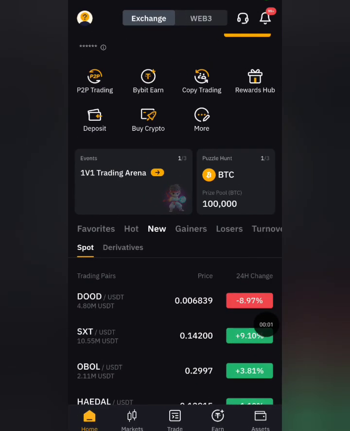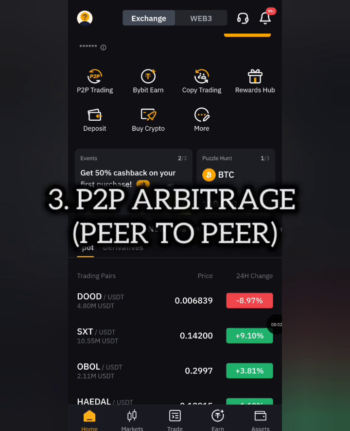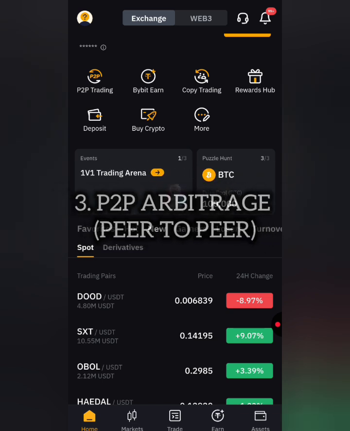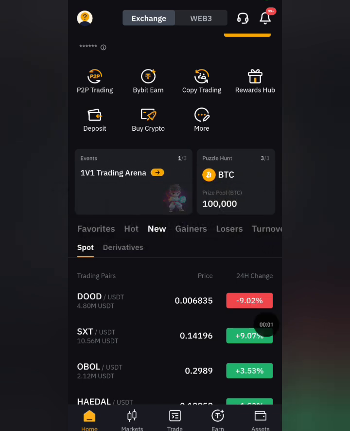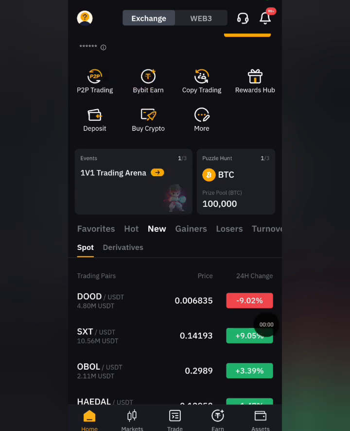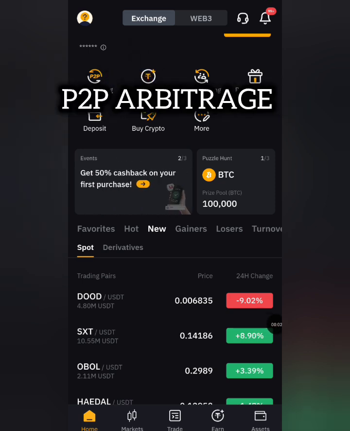Now guys, the third arbitrage strategy is the P2P arbitrage, okay? Now this is a very profitable arbitrage strategy, and a lot of people have become millionaires by performing P2P arbitrage, even right here on your BYBIT P2P trading and many other P2P markets, okay? Now, it actually involves you buying through the P2P market, okay? And you can actually perform this P2P arbitrage in many ways, okay?